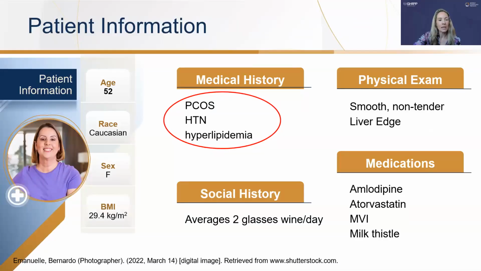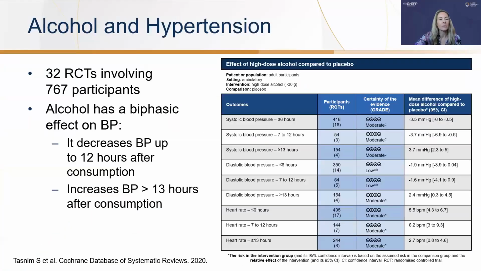So again, going back to our patient and just looking at her risk factors. She does have the cardiometabolic risk factors of hypertension and hyperlipidemia, which I mentioned earlier. Alcohol consumption is really directly intertwined with those. Excessive alcohol can both cause and exacerbate hypertension and hyperlipidemia.